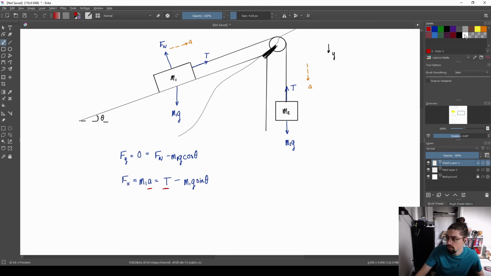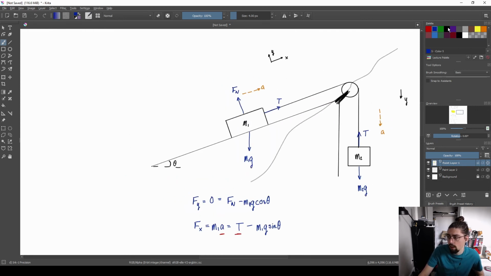Yikes. Go ahead and write some of these things down while we've got it in our mind. We're given theta is equal to 35. Mass 1, this was our 4 kilograms. Mass 2 is our 2 kilograms.